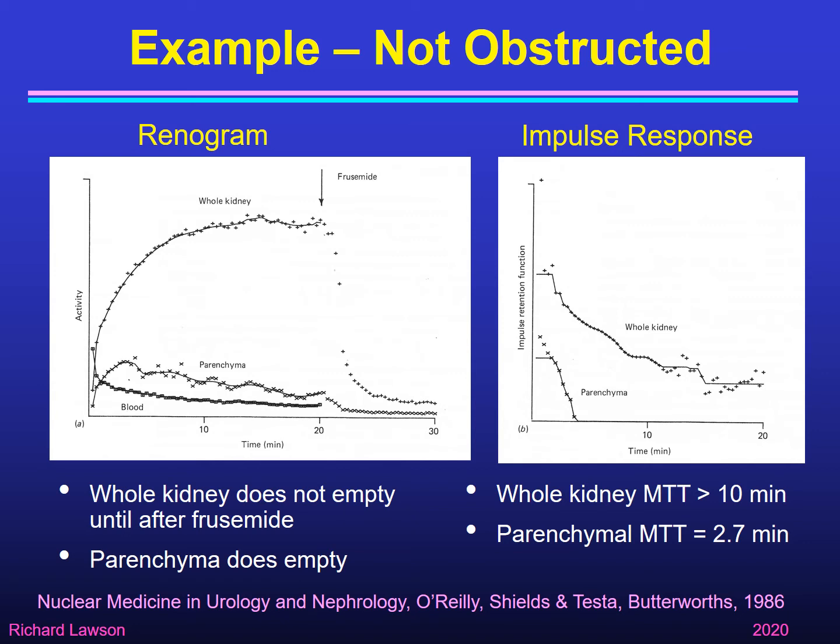So whether we look at the transit time for the parenchyma, saying that it's normal, or we look at the curve for the parenchyma showing that it washed out, or we look at the response to Frusemide, we can see that this is a non-obstructed, dilated, low-pressure system.